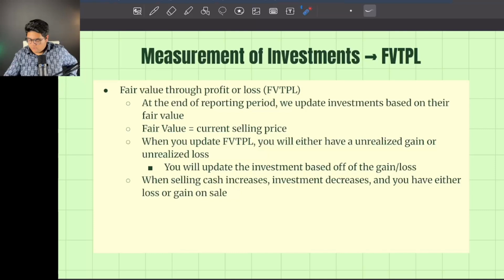Therefore, it is not real. It's unrealized. So you'll update the investment based off of the gain or loss. When you sell, your cash increases, your investment decreases. We've done this in a previous example as well, and you're either going to have a loss or a gain on sale.